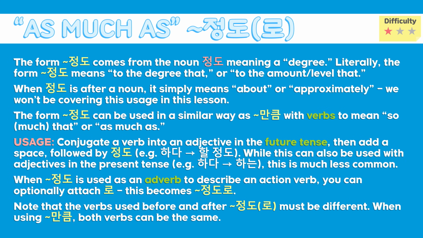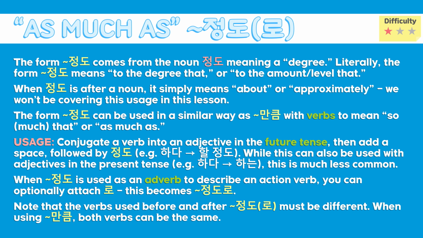The form 정도 comes from the noun 정도, meaning a degree. Literally, the form 정도 means to the degree that, or to the amount or level that. When 정도 is after a noun, it simply means about or approximately. We won't be covering this usage in this lesson. The form 정도 can be used in a similar way as 만큼 with verbs to mean so much that or as much as. To use it, conjugate a verb into an adjective in the future tense, then add a space followed by 정도. So 하다 becomes 할 정도.